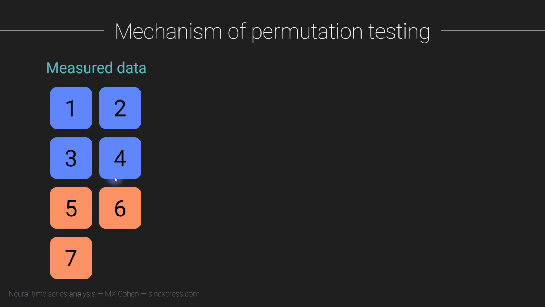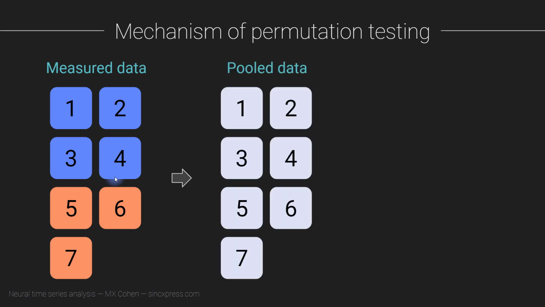Now, the first step in permutation testing is to pool all of these data together. And what that means practically here is that we are going to strip the color from each of these data points. So now these data points are all pooled together into one common distribution. There is no such thing as condition anymore. I have stripped the condition labels away from the data points.